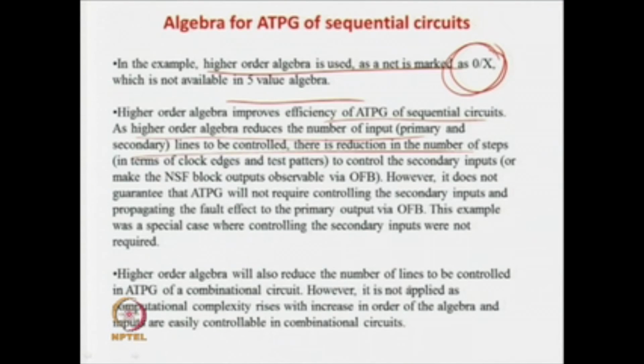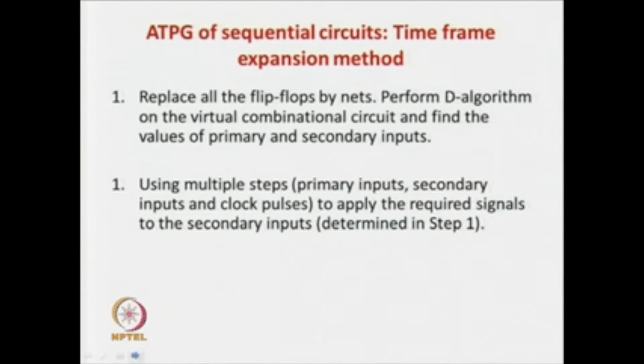You can also ask me whether higher order algebra would also help in combinational circuits. The answer is true, because in the last lecture, with an example, we showed that if you have more x's in your circuit, there will be more flexibility, and ATPG may succeed better. So if you have 9 valued algebra in a combinational circuit, you will get a better solution. But having a 9 valued algebra is also computationally difficult, and it has been found that the gain you get from it is not that much in a combinational circuit, given the amount of inconsistency that you may reduce.